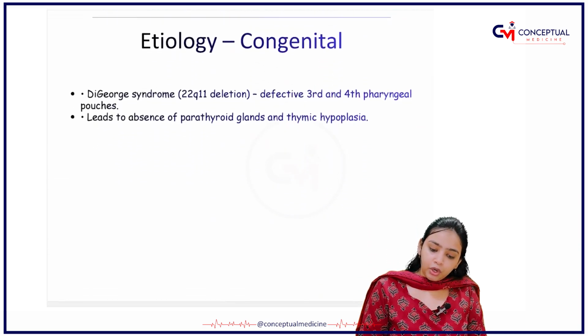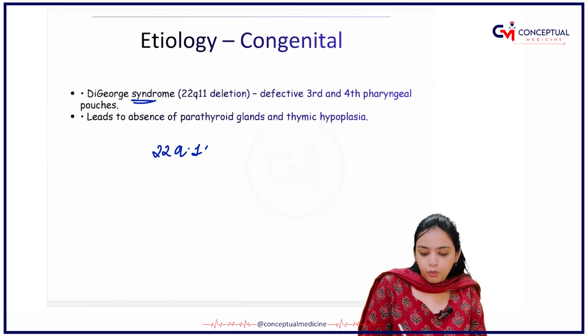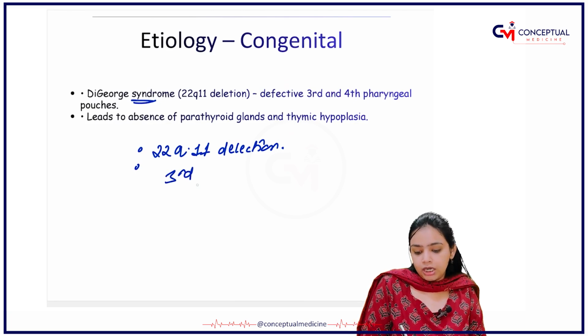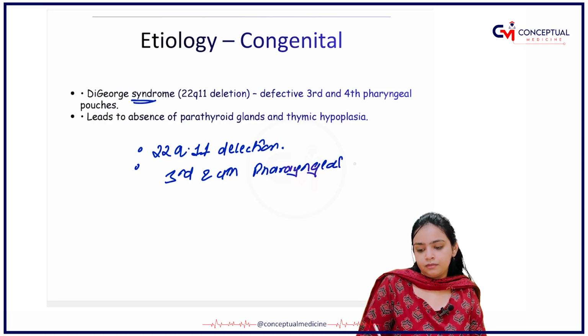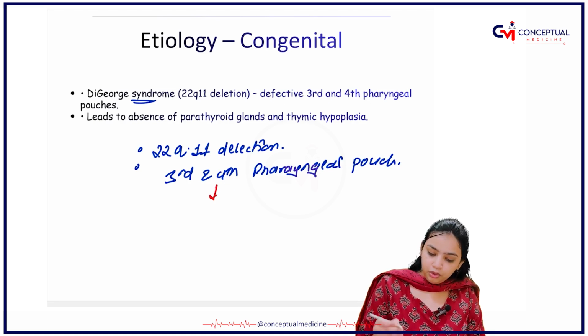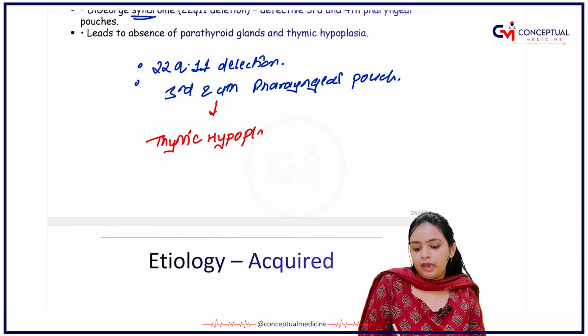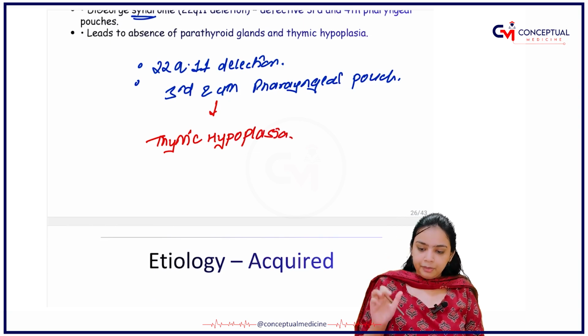If I talk about the etiology of the congenital one, in DiGeorge syndrome you have 22q11 deletion. And also there is a defect in the third and fourth pharyngeal pouch, which leads to your very famous thymic hypoplasia. Thymic hypoplasia, just remember this.